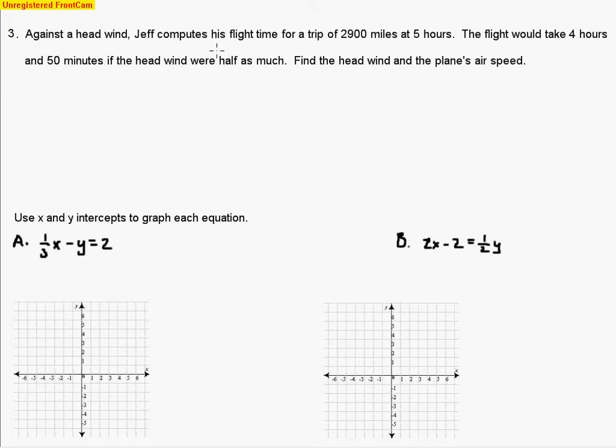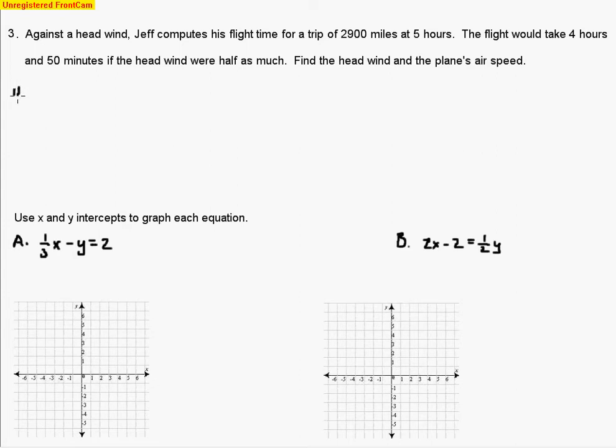Jeff computes his flight time for a trip of 2,900 miles at 5 hours. The flight would only take 4 hours and 50 minutes if the headwind were half as much. So this is a little different than the other type of headwind and tailwind problem, because we don't have a tailwind. We just have two headwind problems. So he hasn't gone the distance, but he's computing his flight time with a headwind for both times. It's just that one time it's half as much.